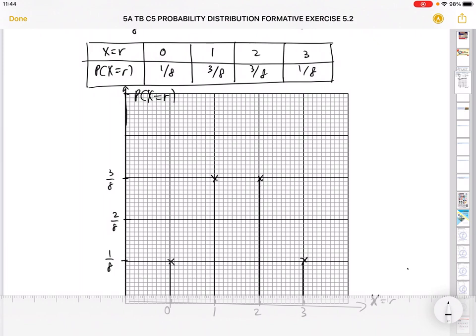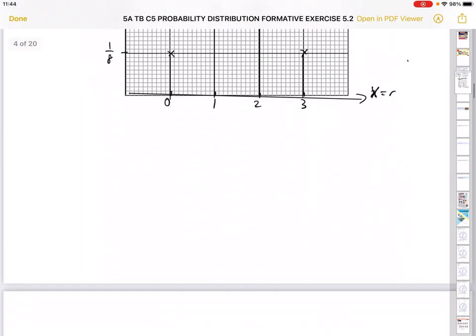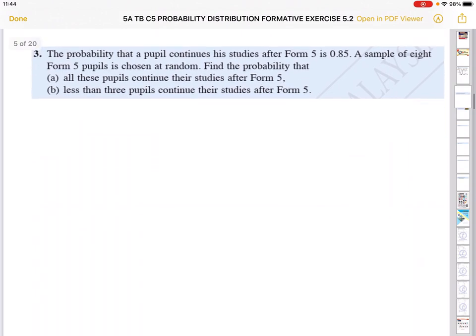Let's move on to question number 3. The probability that a pupil continues his study after Form 5 is 0.85. A sample of 8 pupils is chosen at random. Find the probability that all these students continue studies after Form 5.